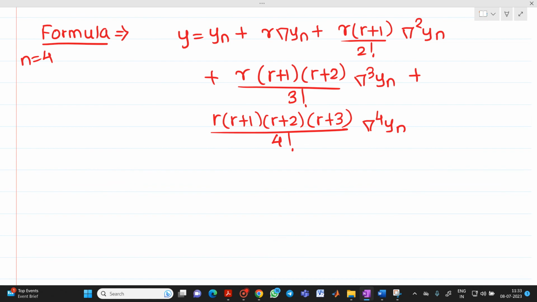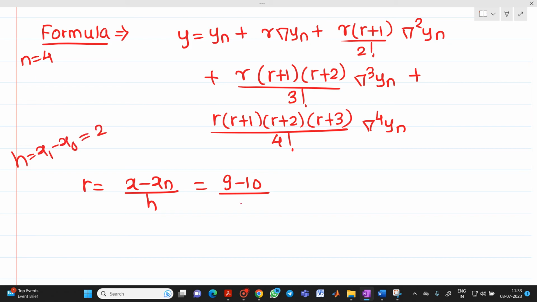So what is r here? The formula of r is x minus xn divided by h, which is equal to 9 minus 10 over h. H is nothing but the step size. H will be equal to x1 minus x0, so you will get that answer as 2. So you will get this term as minus 0.5.